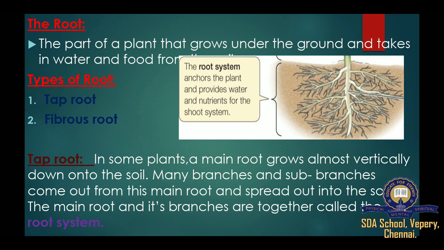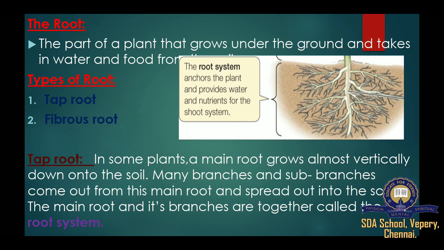The root is not differentiated into node and internode. As per the rule, the root does not bear leaves and buds. Usually the root cap protects the root tip. Root bears unicellular root hair. Types of root. Root is divided into two types, taproot system and fibrous root system.